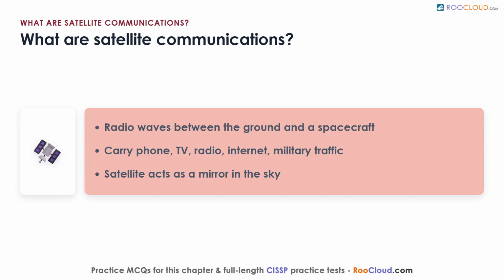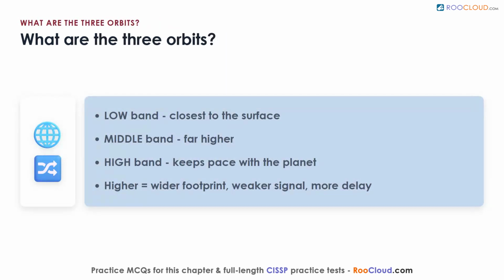Think of a lighthouse keeper on a hill relaying messages between two valleys that cannot see each other directly. What are the three main orbits a satellite can occupy? Satellites sit in one of three altitude bands, and the band shapes everything about the link. There is a low band closest to the surface, a middle band far higher, and a high band far out where the satellite keeps pace with the planet.